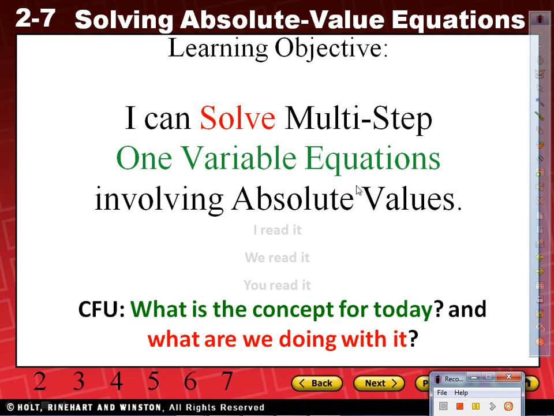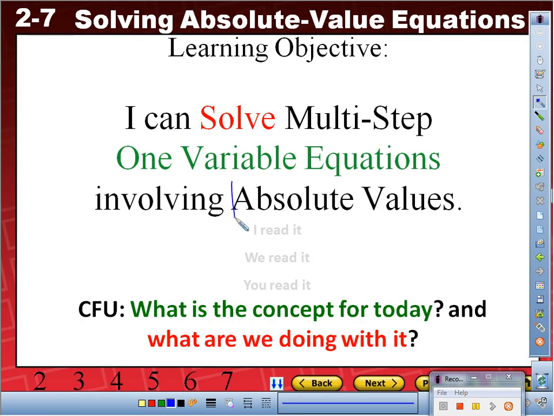Multi-step one variable equations involving absolute values. Let's read together. 1, 2, 3. I can solve multi-step one variable equations involving absolute values. At the bottom left of your paper, where you write your objective, circle or underline with red "solve." Circle and underline with green "one variable equations." And with blue, box where it says "absolute value."